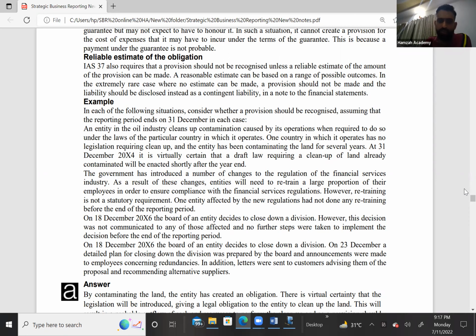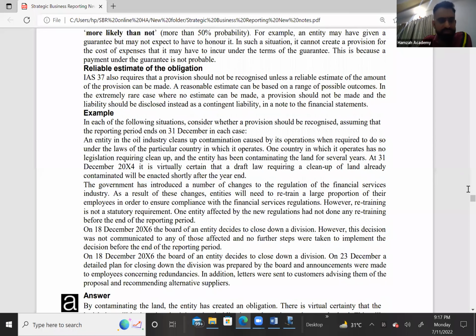So if you know that you have already committed something in the past and now there is going to be a law which is virtually certain to be enacted, in which you will be required to fulfill obligations for your activities which you have done in your past, what do you think, should a provision for such cleaning up be recognized by this company or not? What's your opinion or your conclusion?